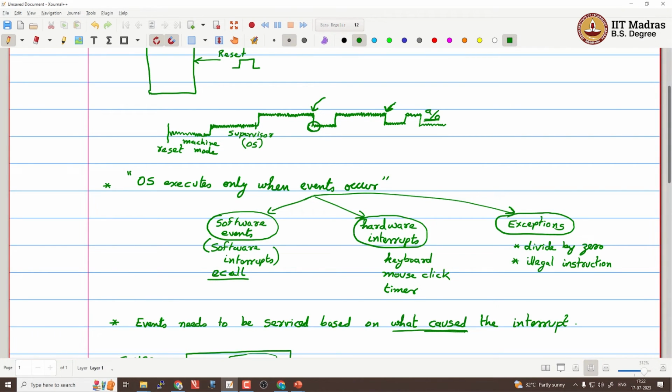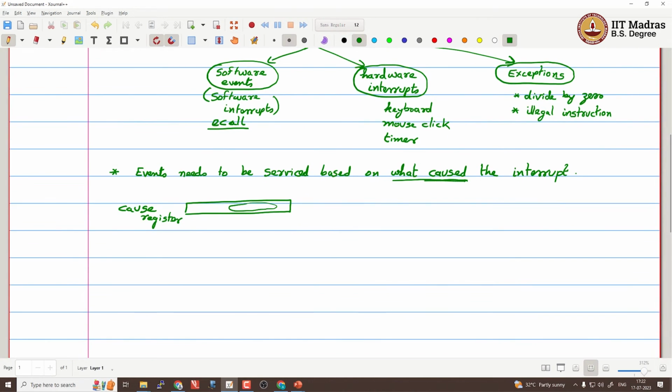Okay. Now, in addition to this cause register, there are also a few other registers that are important. There are two other registers which are important. One is called the interrupt pending register. And the other is called the interrupt enable register.